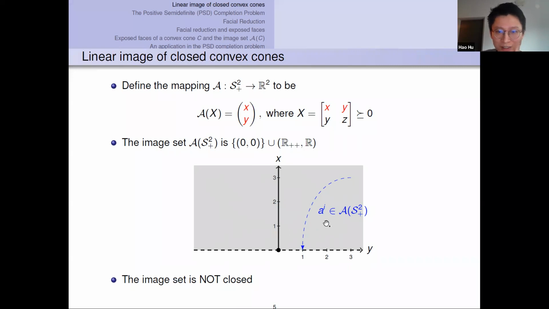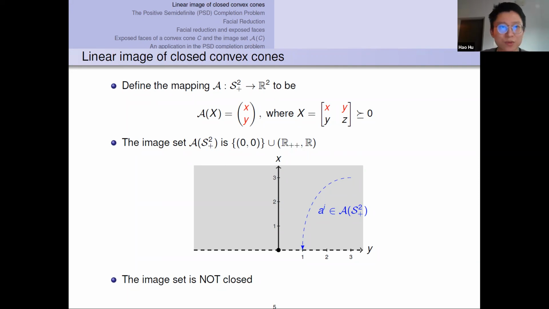To show that this is not closed, simply take a sequence here which converges to this dashed line here, and a point here is not in the image set of this mapping. So I hope this gives you a rough idea about the linear image of closed convex cones.